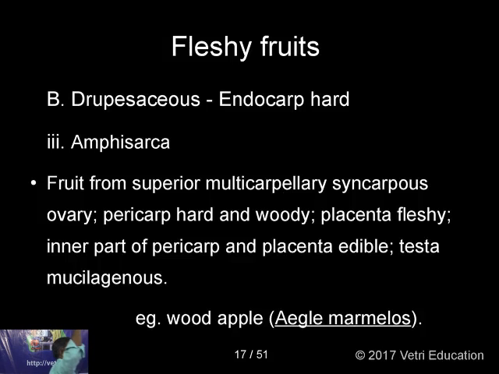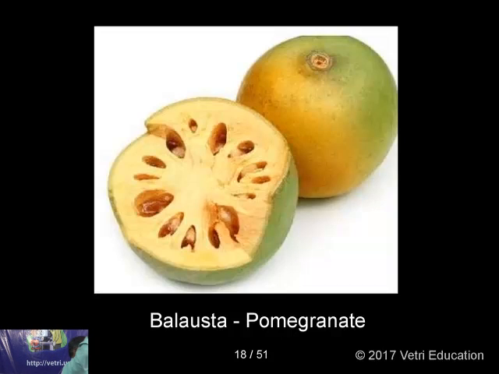The next one we have is called Amphisarca, which you can find in Aegle marmelos. This is called wood apple. The fruit develops from a superior multicarpellary syncarpous ovary, and the pericarp is hard and woody. The placenta is fleshy. The inner part of the pericarp and the placenta are edible, and the testa is mucilaginous. You can find more mucilage inside the fruit.